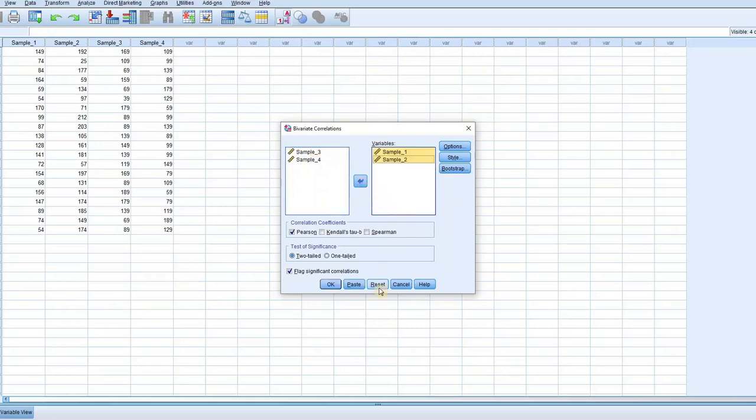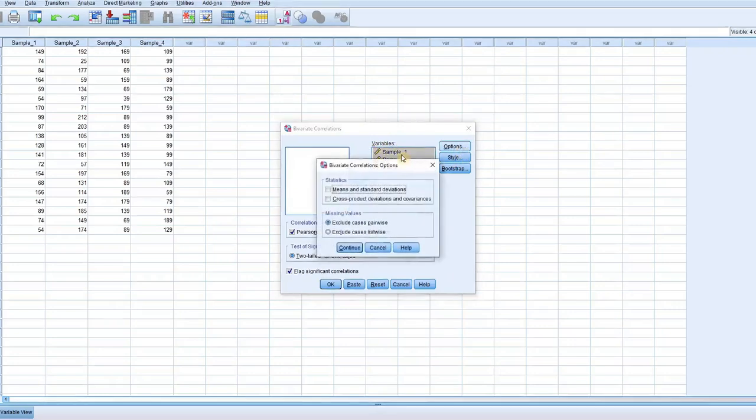But for this video, I want to create a correlation matrix, so I will be using all the 4 sample variables. So I will click on sample 1, hold down the Shift key on my keyboard, and click on the last variable, sample 4, to select all the variables. Then, click the transfer arrow key to move them to the variables box on the right. Now click on the Options button to open the Bivariate Correlation Options dialog box.